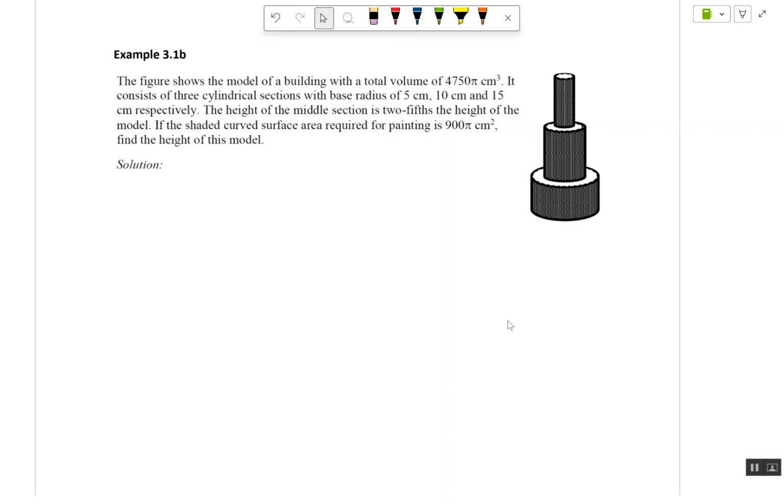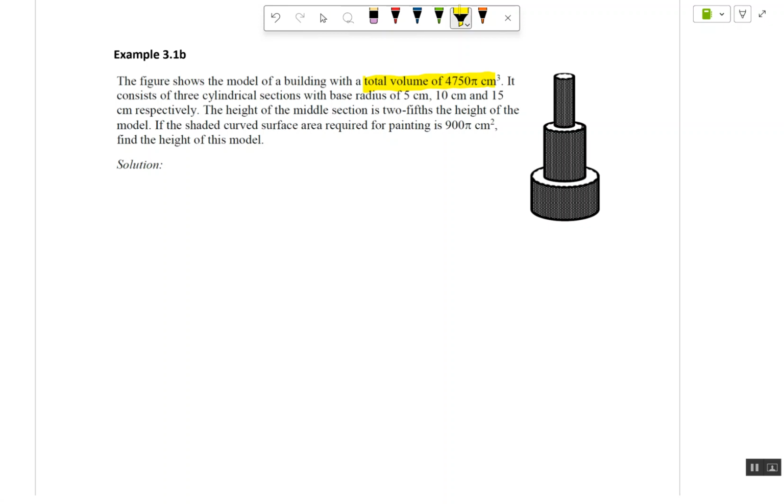When you are going to solve a word problem, make sure you read it properly, and most of the time the answers are very nice numbers. Of course it could be a fraction, but for word problems usually the answers are very nice. This shows a model of a building with a total volume. So you know that there are 3 cylinders over here. Let's read on first.